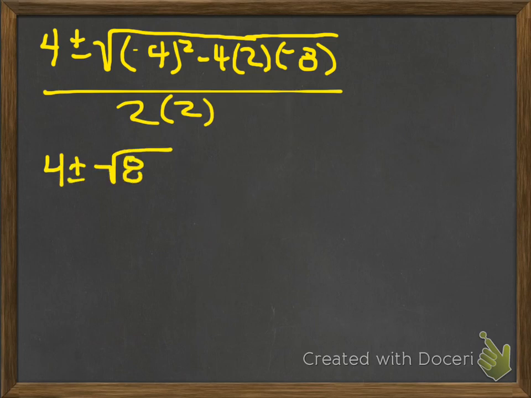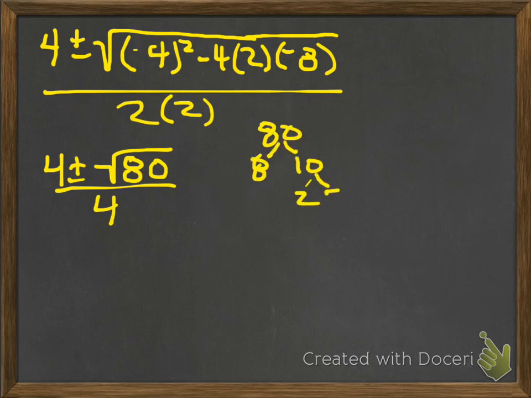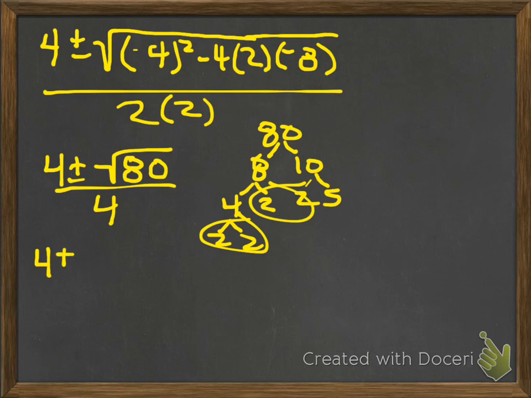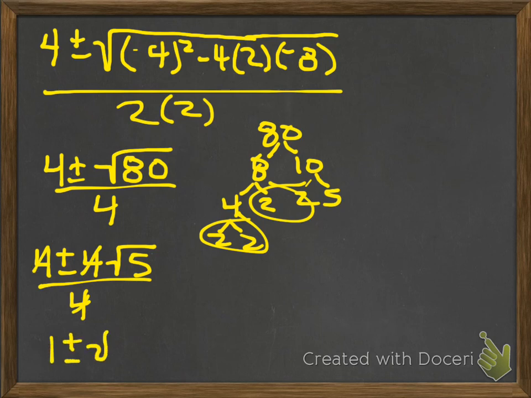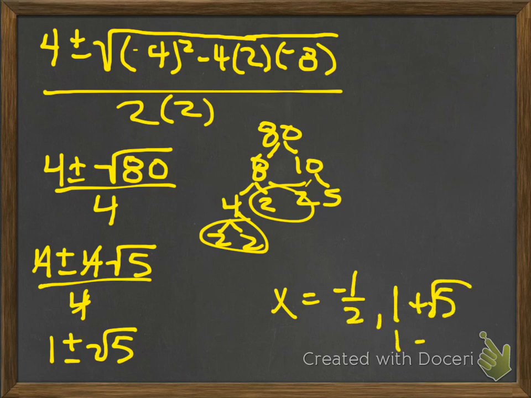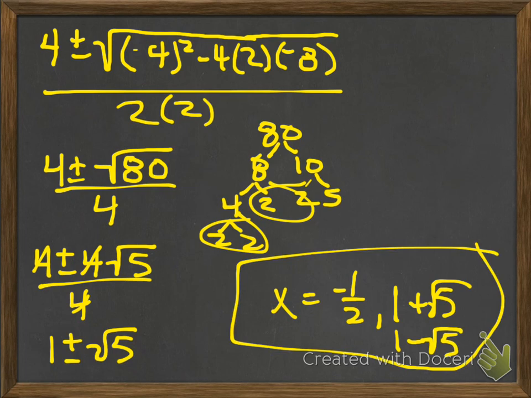4 squared is 16. I basically did the whole 4 squared minus 4 times 2 times negative 8. Now I'm simplifying the 80, taking out my pairs. So I have 4 plus or minus 2 times 2 is 4, square root of 5, over 4. All the 4's divide out, so my final answer there is 1 plus or minus square root of 5. So my answer was x equals negative 1/2, 1 plus square root of 5, 1 minus square root of 5. 3 answers. It was an x cubed function, so there you go.